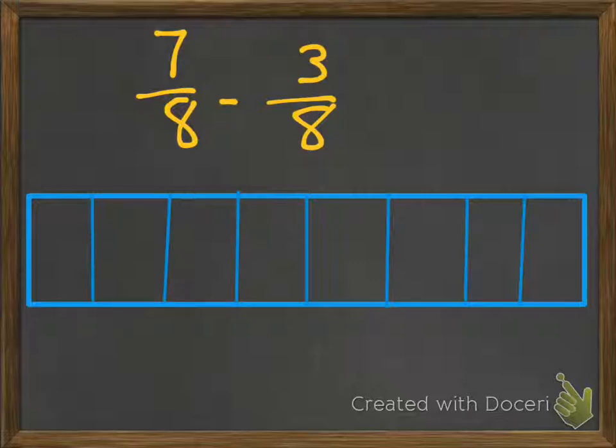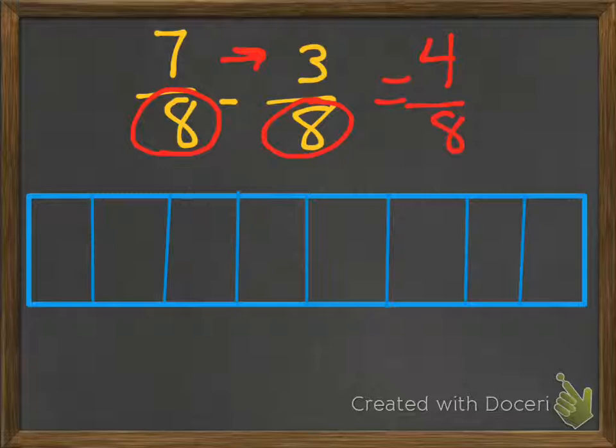Alright, how did you do? Well, let's take a look. The simple way, we can start off by just looking at the equation itself. Since each of these have a like denominator, the same, we can actually go straight across and get 4/8, which makes it pretty easy because 7 minus 3 is 4.